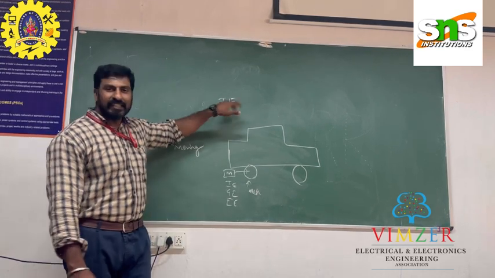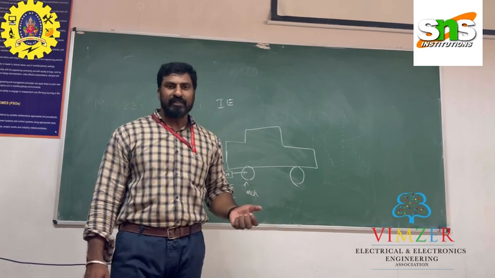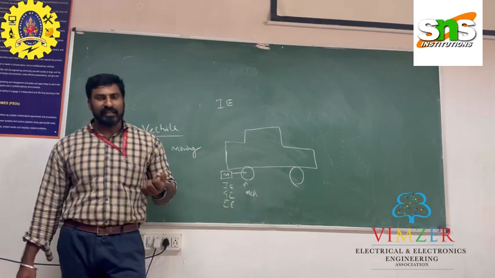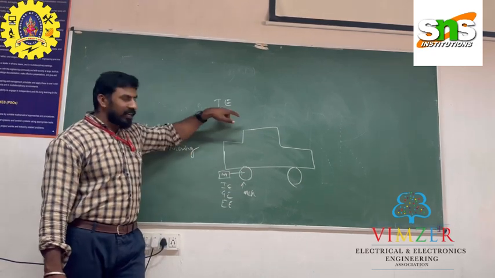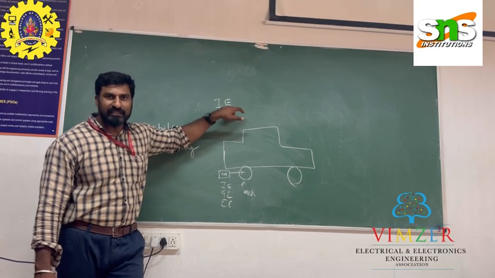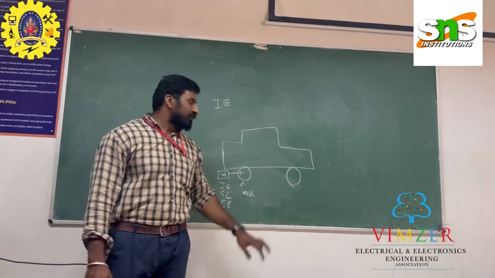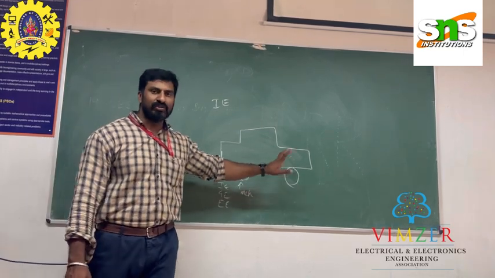For example, take a diesel engine. The input is a fuel called diesel. The diesel is given to the vehicle engine, and the engine converts the diesel energy into mechanical energy. That mechanical energy is again fed into the wheels, and now the wheels start running.